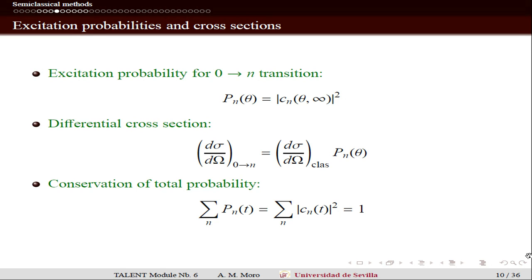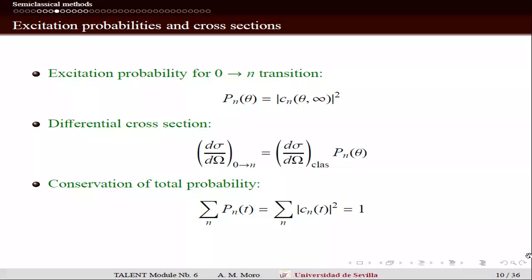So we can follow, like making different pictures, making a movie of the projectile. At this instant, we take a picture, and at this instant we'll have a distribution of population of different states. We can obtain this information once we have solved the coupled equations, just from the square of these probabilities.